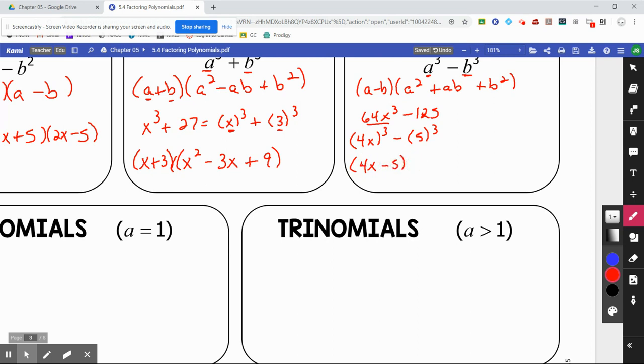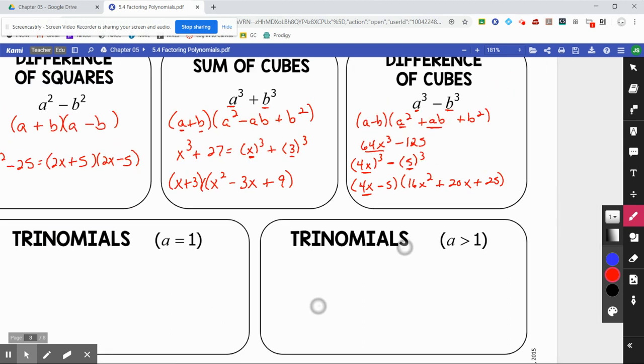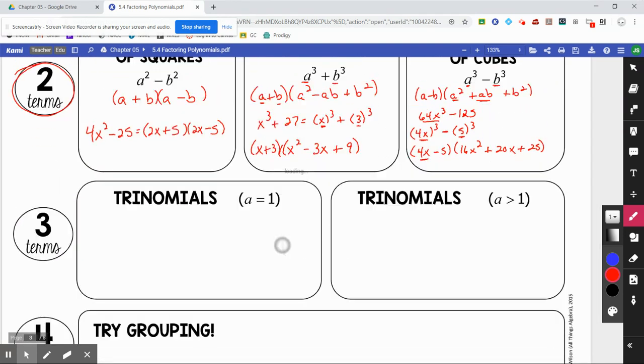And just continue doing that. Everywhere you have an a, put a 4x. Now, if it's a squared, you do have to square both pieces. That'll be a 16 and an x squared. Plus, to multiply a times b will be 4x times 5, which is 20x. Don't get this minus here mixed up with it. And then plus b to the second will be 5 to the second, which is 25. Now, that's if you have two terms.